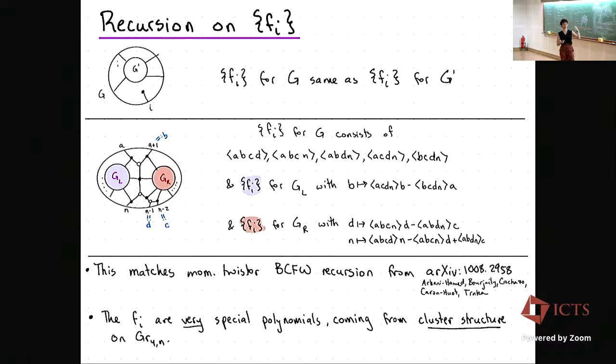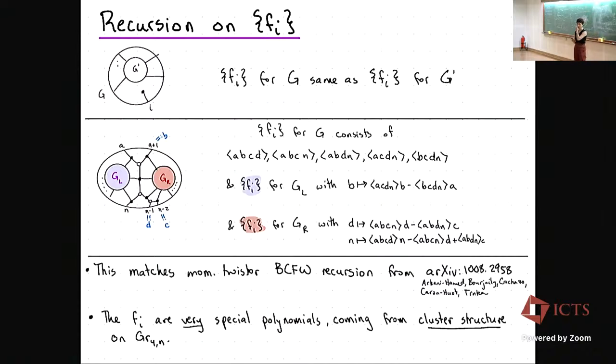So this is the biggest new thing that came out of this proof, that the FIs that we're using are very, very special polynomials in the momentum twistors. They're not random. They come from something called the cluster structure on the Grassmannian Gr(4,n). Okay, and I'm not expecting you to know what cluster structure means, so I'm going to tell you a little bit what that means.